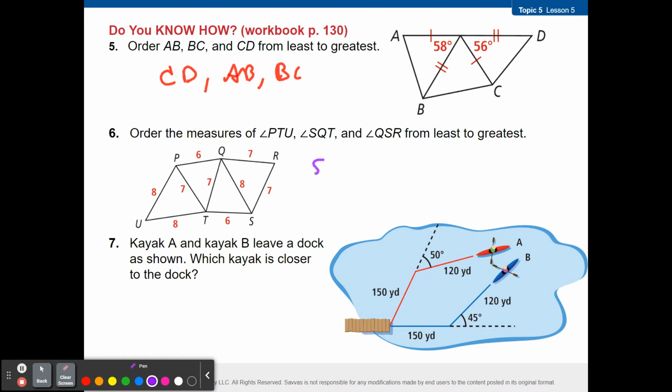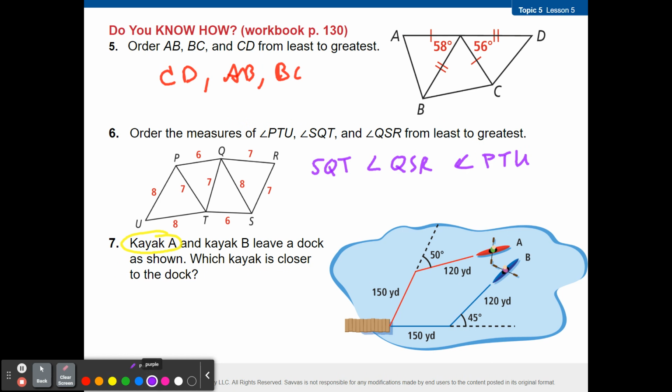All right, so SQT is less than QSR, which is less than PTU. I'm leaving out the angle symbols so that we don't get totally confused. Someone tell me, kayak A or kayak B, which is it? It is kayak A. A 50-50 shot; you don't even get odds like that in Vegas.